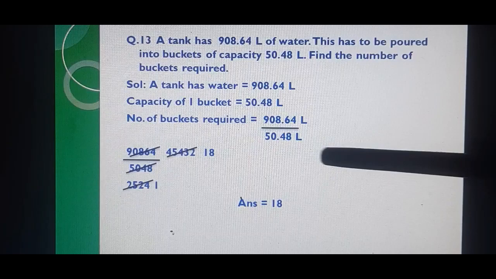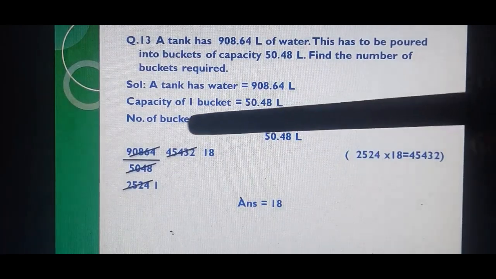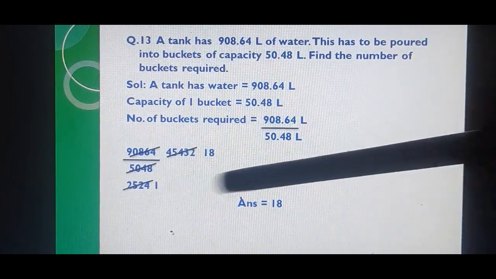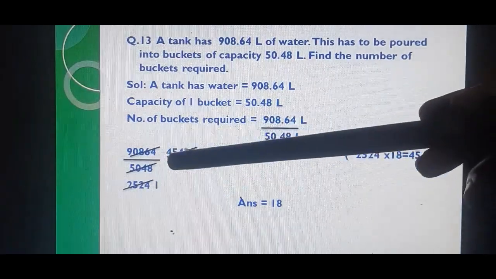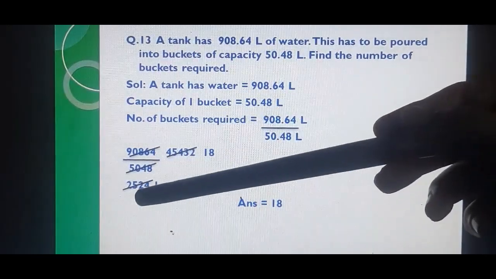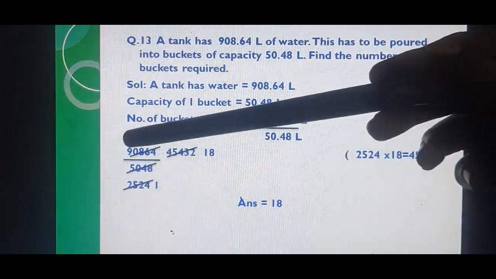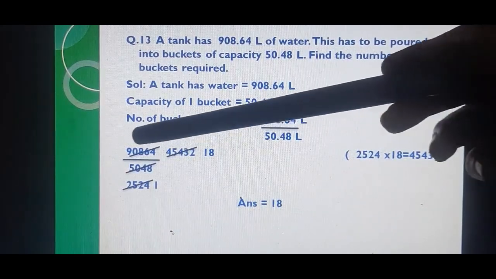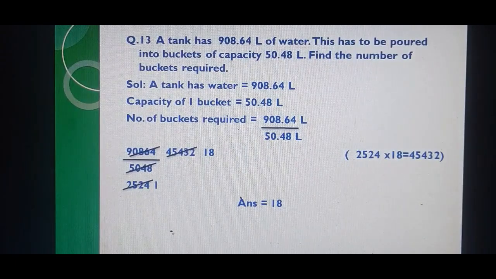So our number will become 90864 upon 5048, that is 90,864 divided by 5,048. Now we will cut it by 2 because both are even numbers. 2 2s are 4, 2 5s are 10, 2 2s are 4, 2 4s are 8. 2 4s are 8, 2 5s are 10, 2 4s are 8, 2 3s are 6, 2 2s are 4. If you don't know cutting, you can do division also in rough column.